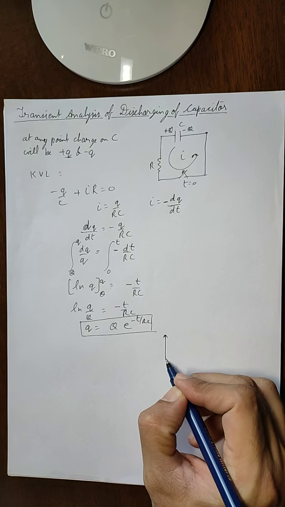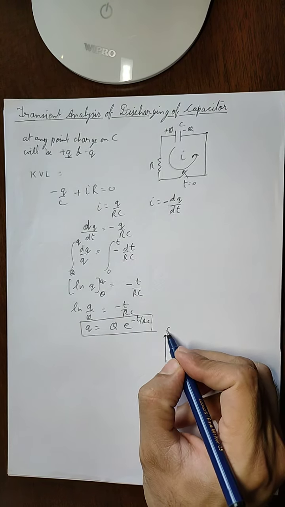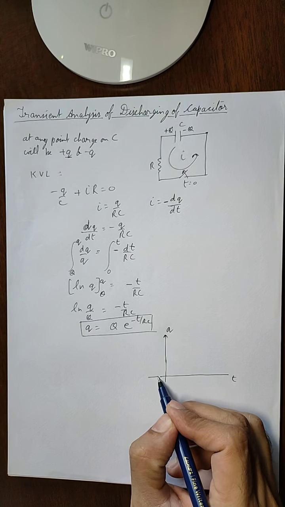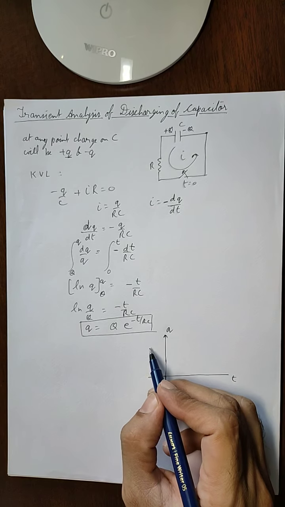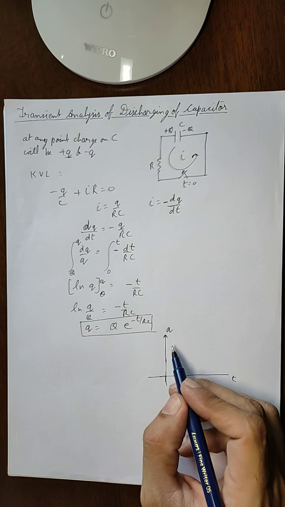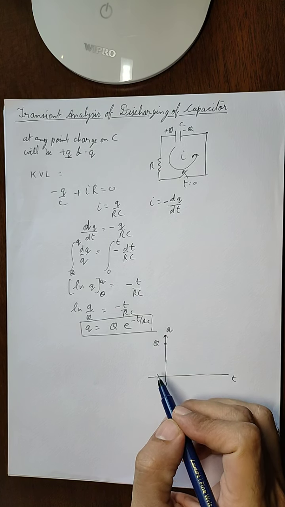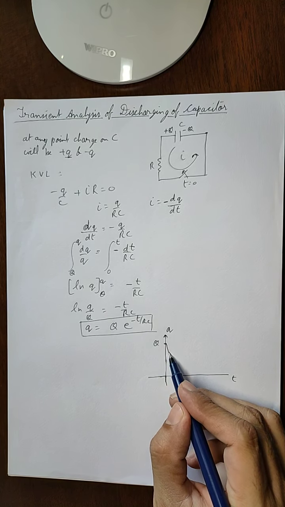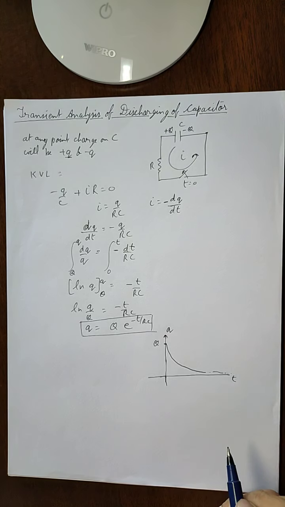Now if we plot the charge versus time graph, this is t equals 0. Before t equals 0, the capacitor was fully charged. At t equals 0, the charge on the capacitor is Q, and after that it starts getting discharged and the charge goes towards 0 like this.